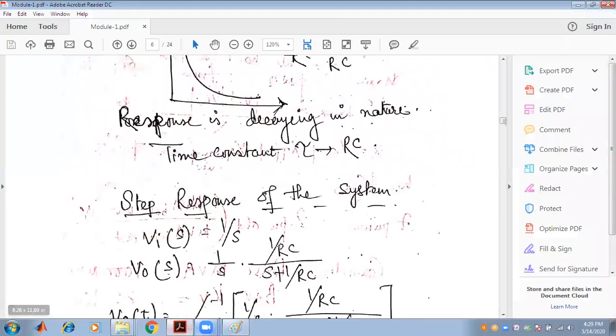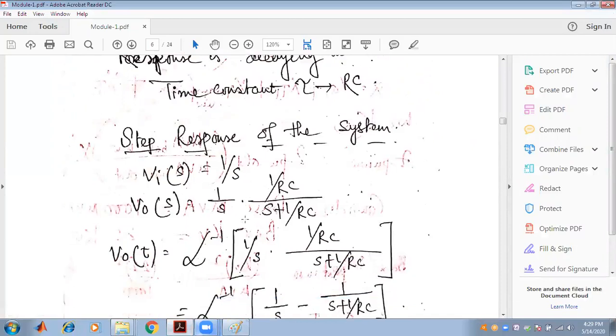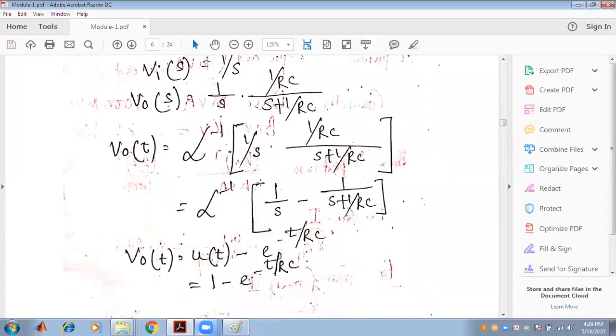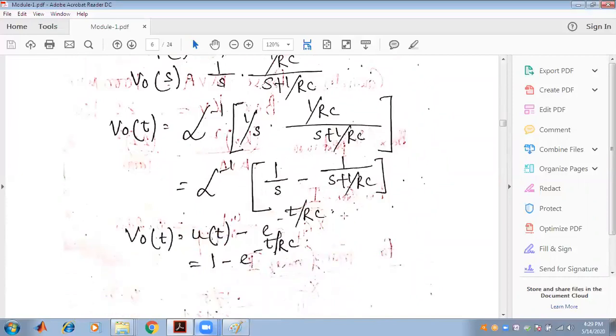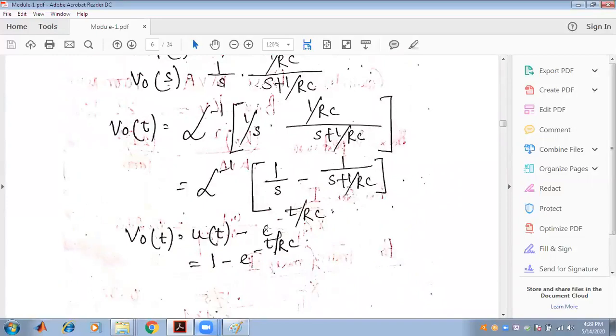The term step response means we have to obtain the response, the output, if I give a step input. So what will be V0S? V0S is 1 by S into, taking RC common, 1 by RC by S into 1 plus RC. By partial fractions we get that particular equation. So taking the Laplace inverse, it is equal to 1 minus e to the power minus t by RC. This is the response when a unit step input is given to a system, the corresponding output that we have obtained.